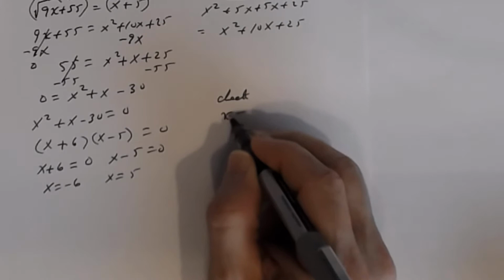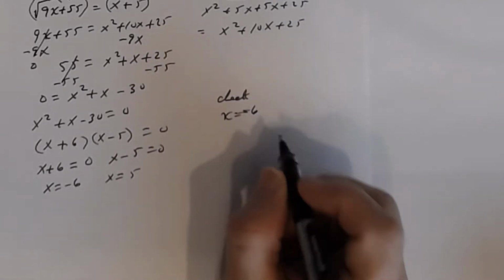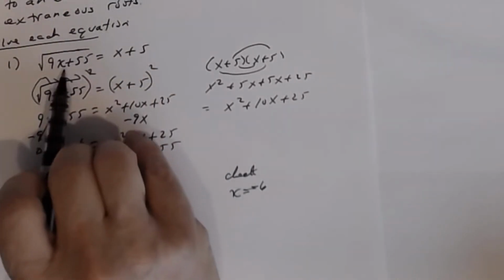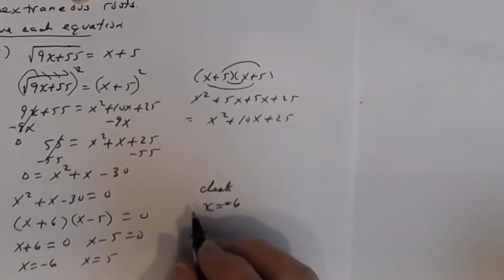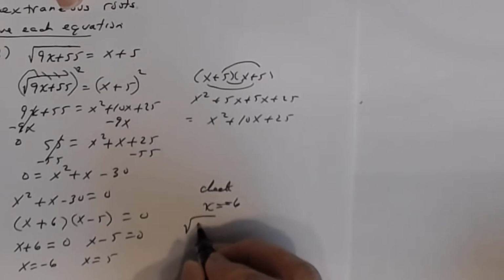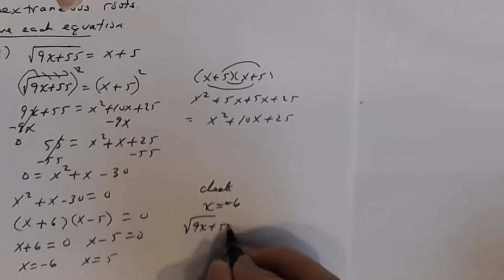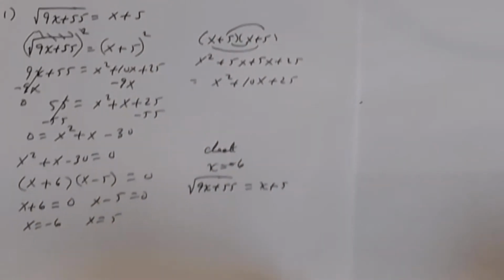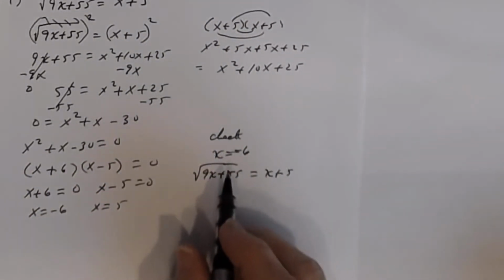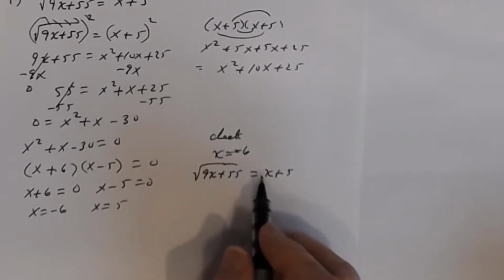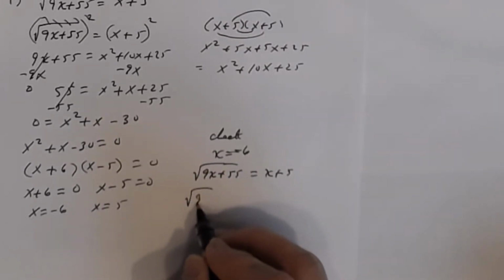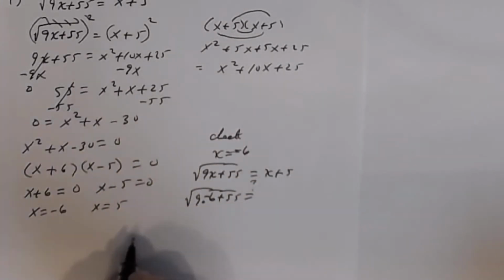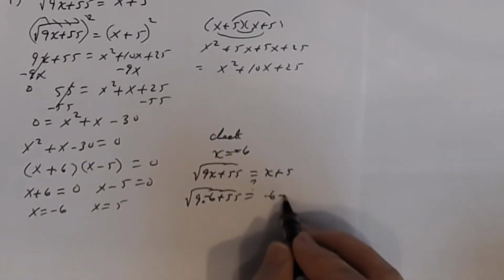So we're going to check x equal negative 6 first. Always go back to the original. All right, so the original being this right here. So check x equal negative 6 in the original. We'll write the original over: the square root of 9x plus 55 equals x plus 5. Okay, and so let's go ahead and substitute negative 6 wherever I see x. I get the square root of 9 times negative 6 plus 55, and I want to see if that's going to equal negative 6 plus 5.